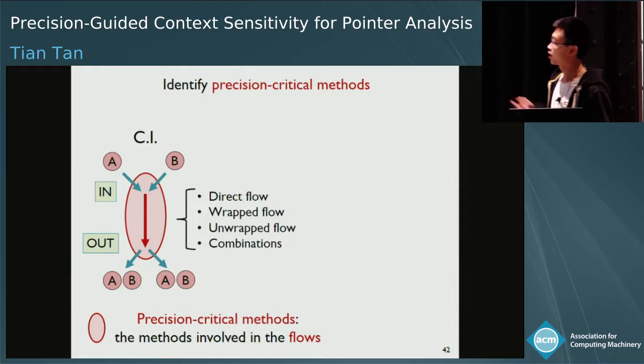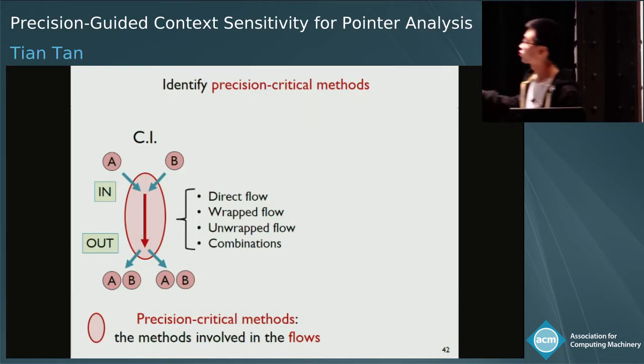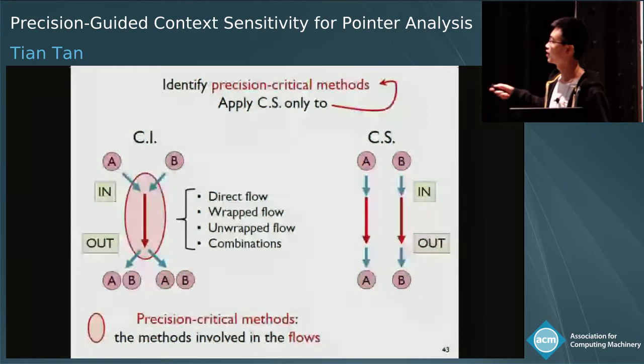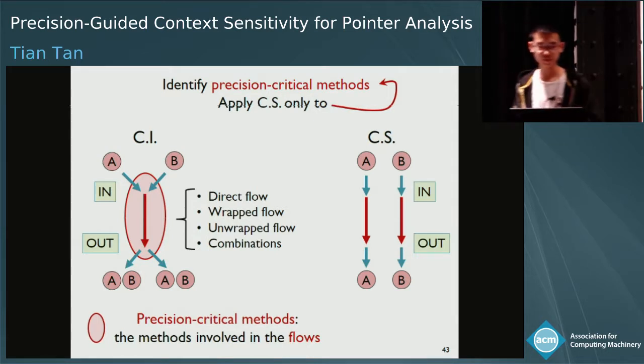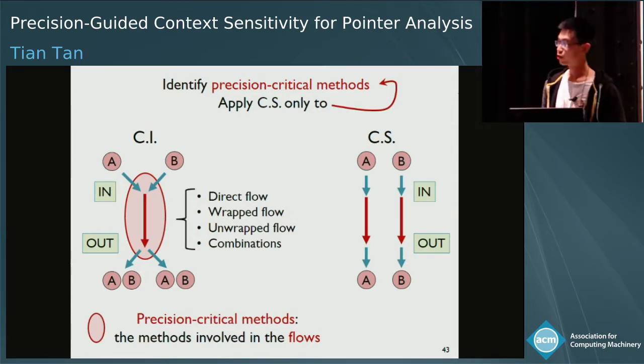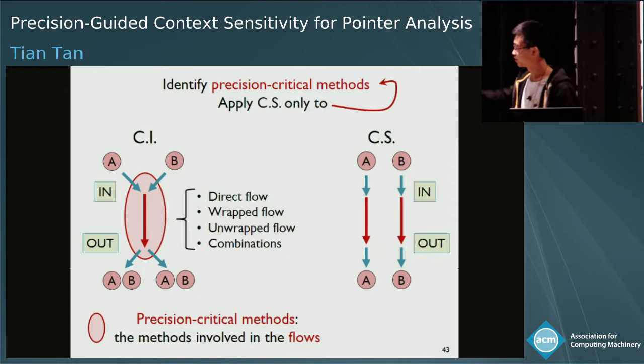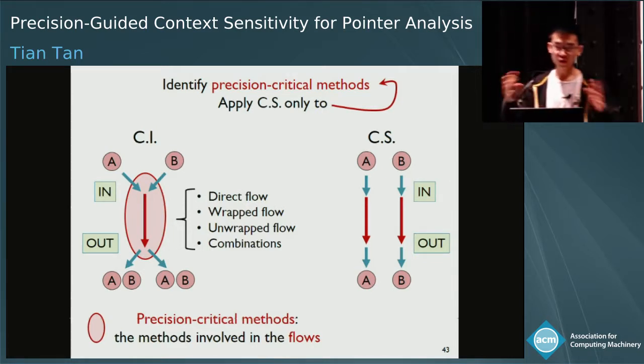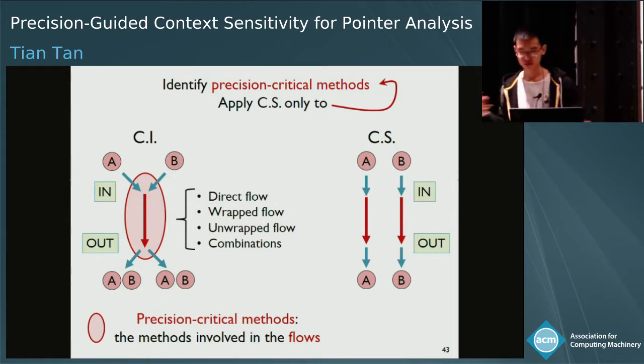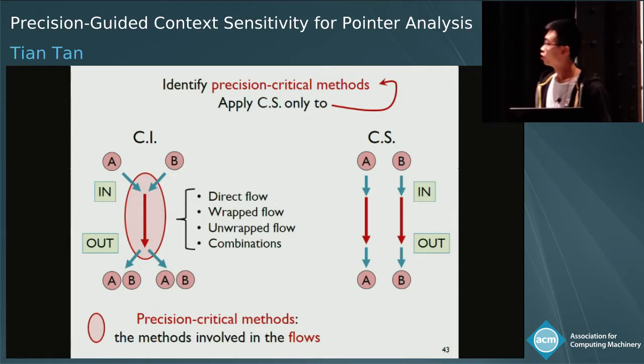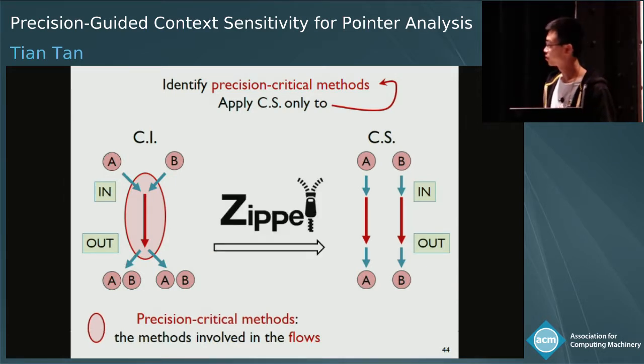So if we can identify the precision-critical methods and apply CS only to these methods to separate these flows, then we can improve the precision. But note that we need to identify all the methods involved in this flow. Because even if we miss one method, then all the relevant objects will be merged at this method and we still lose precision. To achieve all these things, we propose our technique, Zipper.